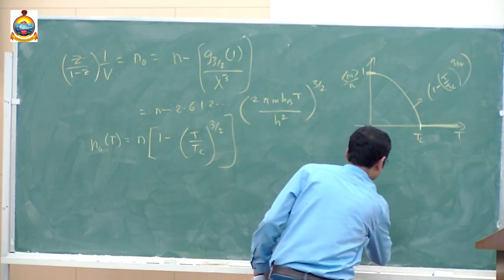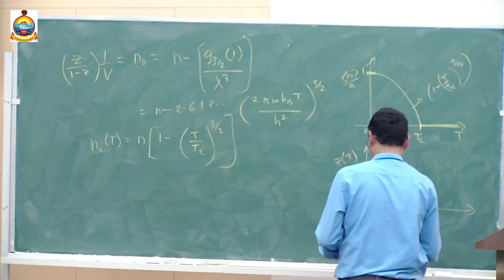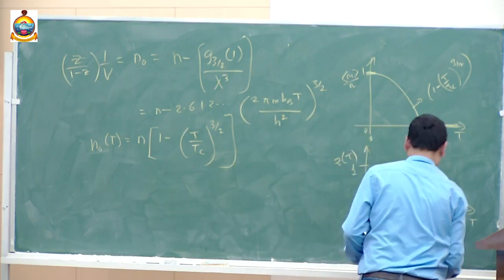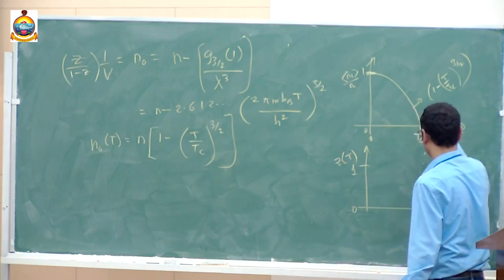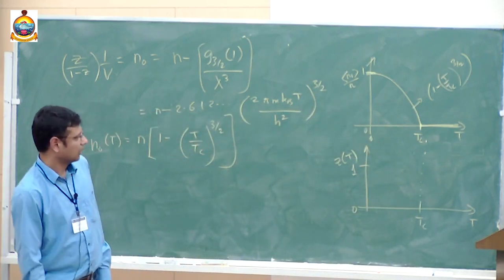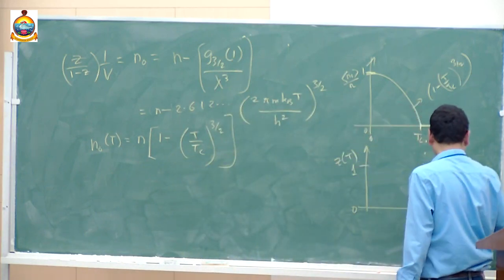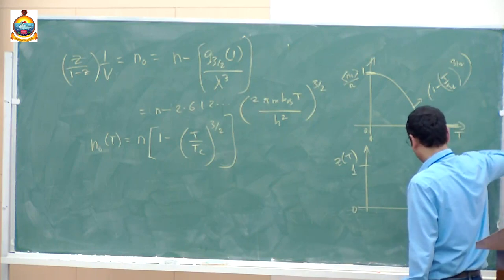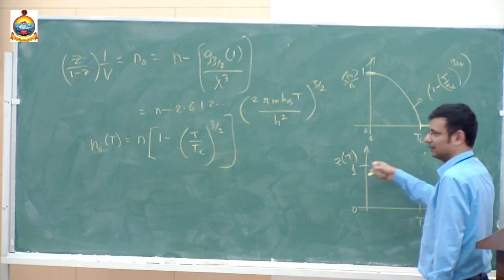Okay, second thing. How do you think the fugacity looks like? So remember, the fugacity can only vary between 0 and 1. So again, I put 0 and 1 here, and this is TC, and this is T. So this is the magical thing. What do you think the fugacity does above TC and below TC? Well, if you are at very high temperature, you can show that the fugacity will tend to 0. So something like that would happen. It will keep decreasing here. What happens here?